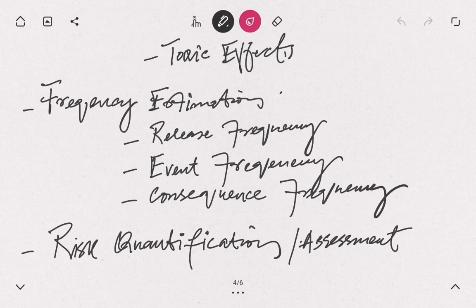And then we will understand the frequency estimation methods. I mean, how do we calculate the release frequency? That is, normally we will understand the part count methods, and then the event frequency, and then the consequence frequency. So here you will understand how the event tree will work.